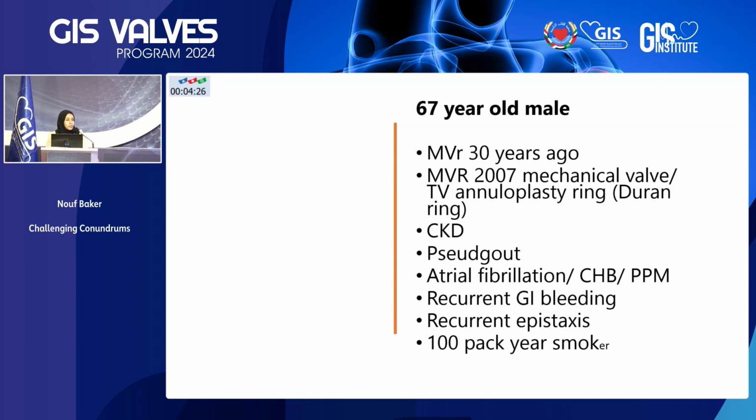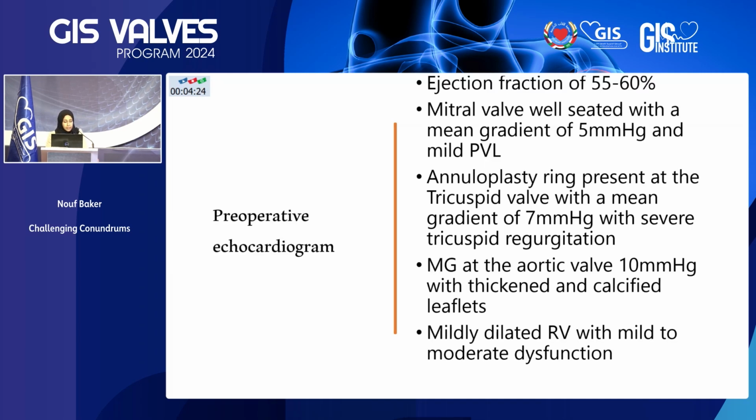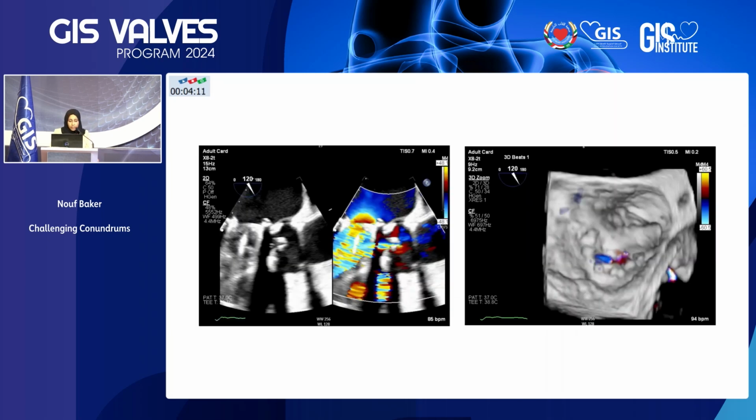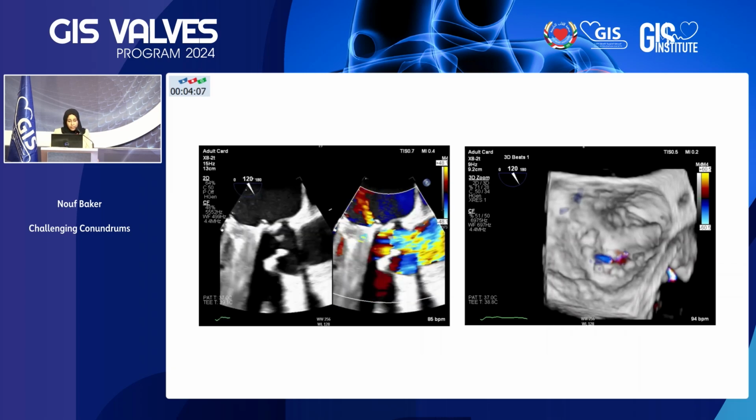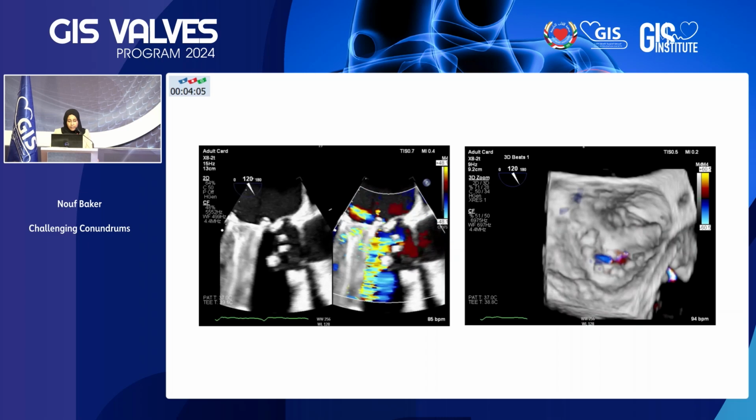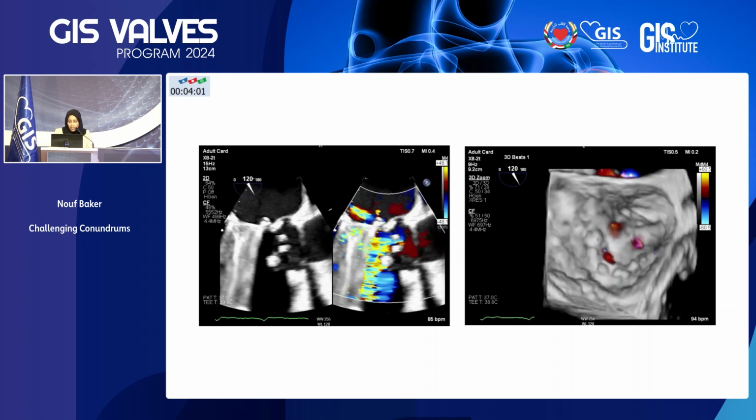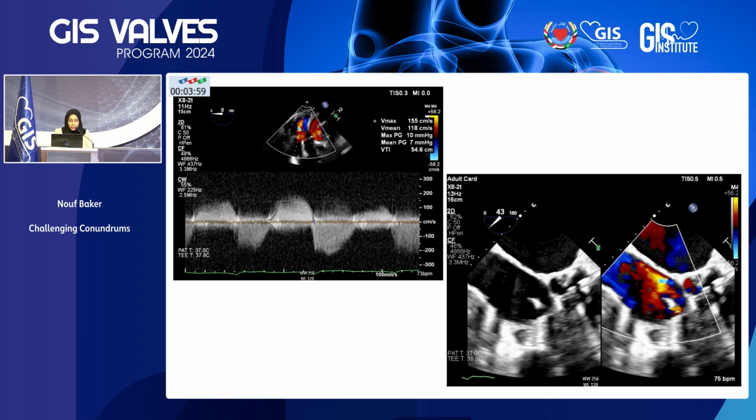He also had history of recurrent GI bleeding and epistaxis. Preoperative echo had shown a normal ejection fraction, a mitral valve that's well-seated with mild paravalvular leak, and a gradient of 7 across the tricuspid valve with mildly dilated RV and mild to moderate dysfunction. On the left-hand side, we can appreciate the mitral valve discs moving well and thickening of the aortic valve with some mild AI. And we can appreciate the paravalvular leak on the 3D.